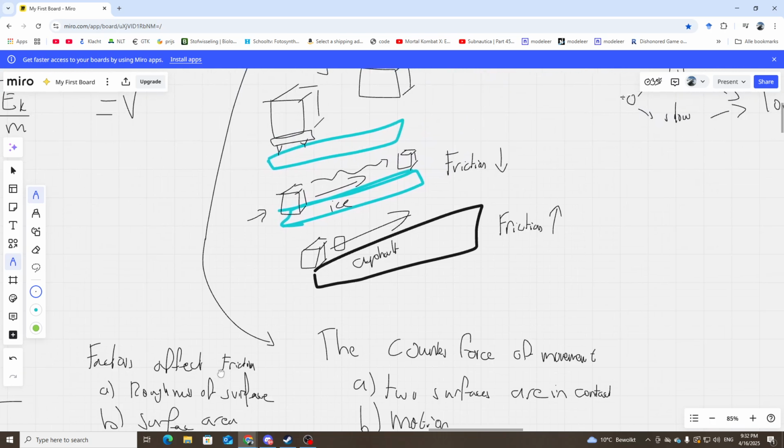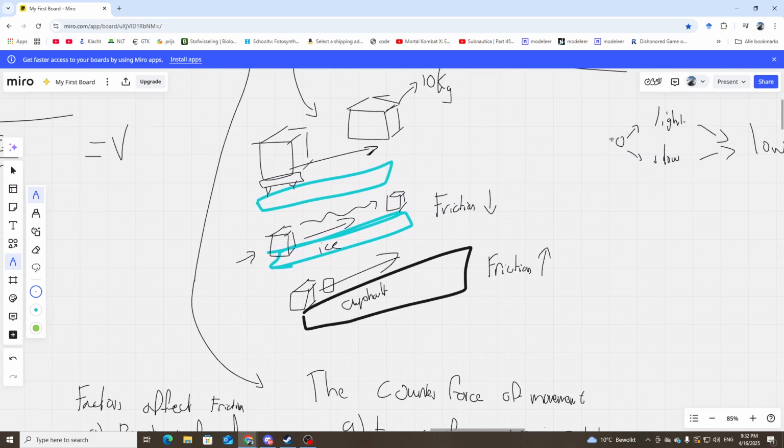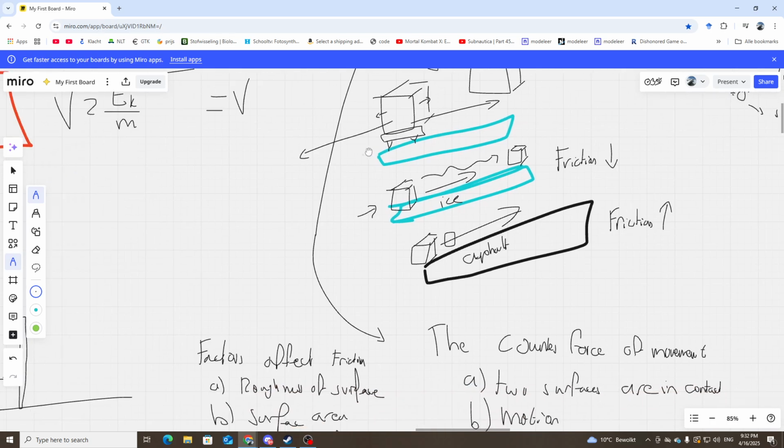Last one is the amount of kinetic energy. The faster that this is going to be moving, the more friction that it is experiencing. If it's just moving a little bit, it will only experience a little bit of friction.